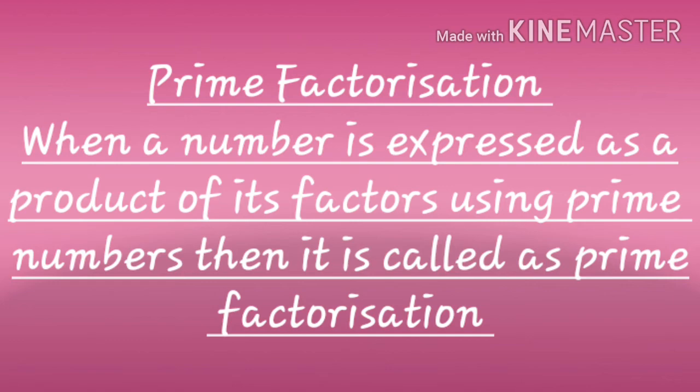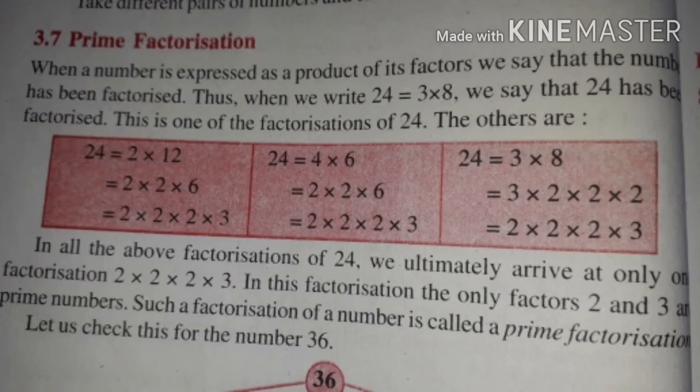For example, 24 is a number, it is factorized as 2 into 12. 12 is again a composite number, so 2 into 6. Then 6 is again a composite number, so 2 into 2 into 2 into 3. Like that, 24 can be factorized in 3 different ways, but at the end the factors will come as 2 into 2 into 2 into 3. All these numbers are prime numbers only.